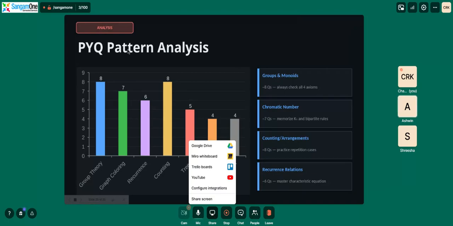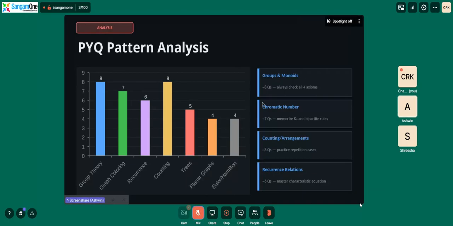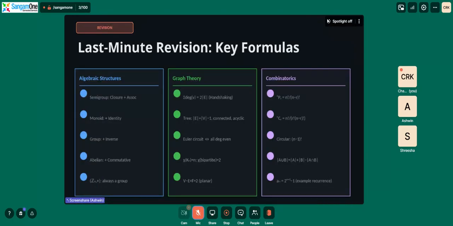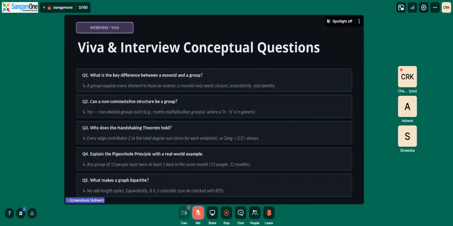The PYQ pattern analysis concludes how many questions there will be in GATE. Eight questions are always asked in graph theory, and chromatic numbers are also there. This is the PYQ pattern. Please refer to this in the presentation. You can take a screenshot also. If it is a conceptual question, you can refer to it if you can't understand. I will share all the slides and relevant materials in compiled notes.